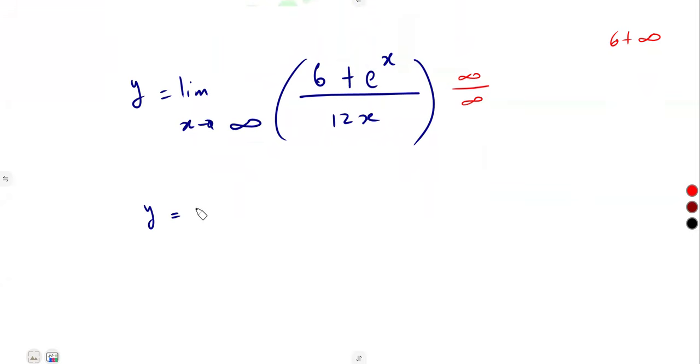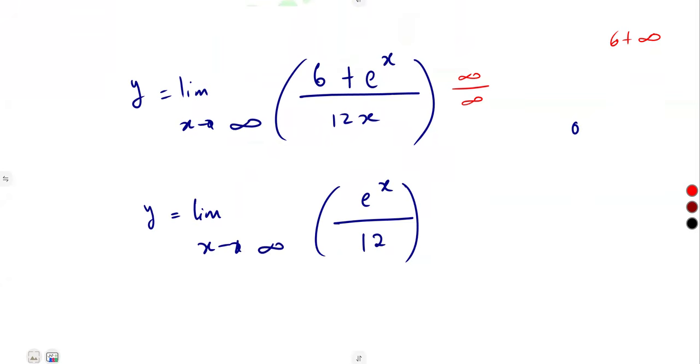This cannot be simplified. So this is going to be the limit as x approaches infinity of what? The derivative of 6, that's a 0. e to the exponent of x remains as it is. All right, then 12x is going to give us what? 12. So this is what we have. And this e to the exponent of infinity is going to give us what? Infinity over 12. All right, this can be simplified.